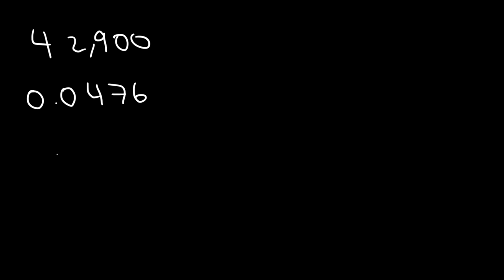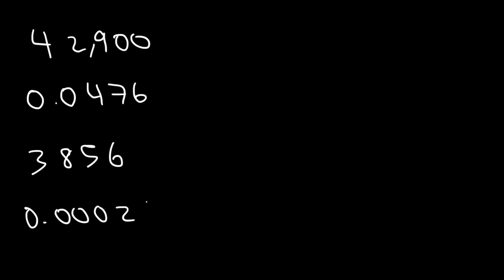Now let's go over a mixed review. Convert the following numbers into scientific notation. Let's see if you remember everything. So let's say if we have 42,900, 0.0476, 3,856, and 0.00024. So in the first example, we have a large number, so the exponent should be positive.